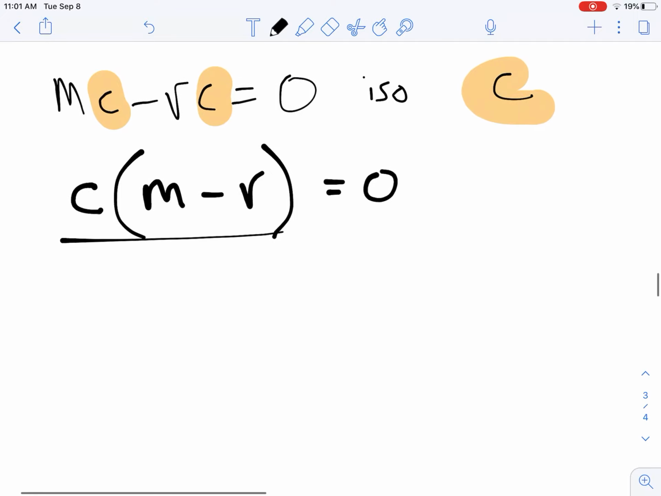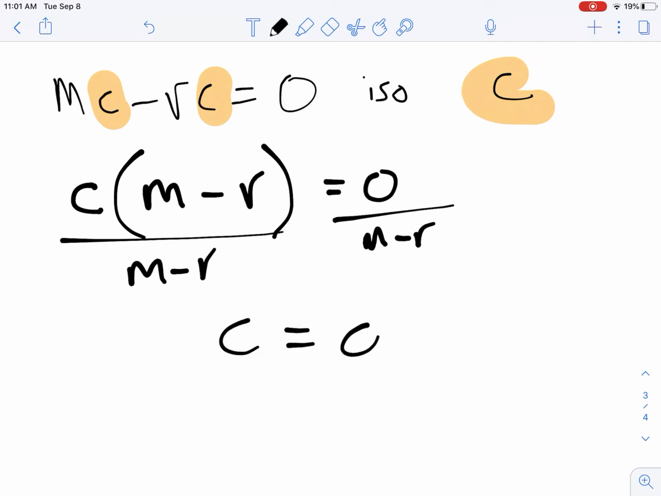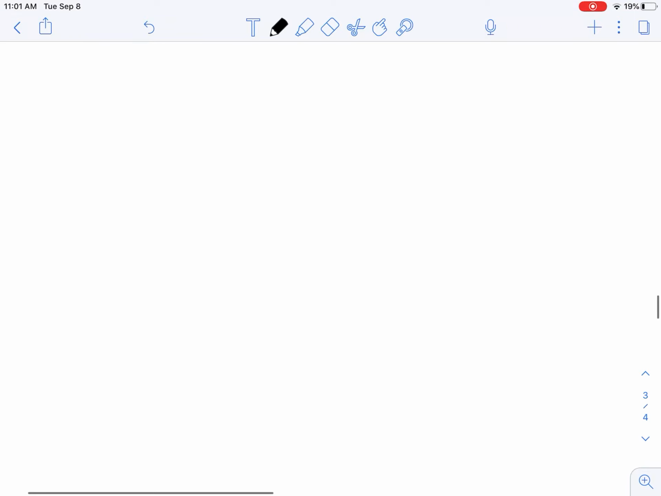Now I'm going to divide by M minus R, because I'm trying to isolate C. 0 divided by anything is going to be 0. So C will have to be equal to 0.